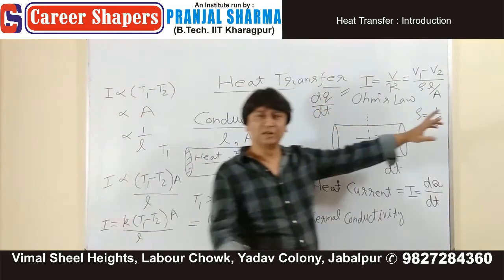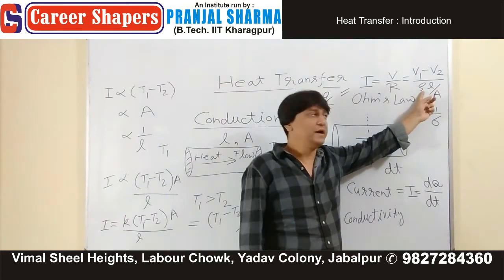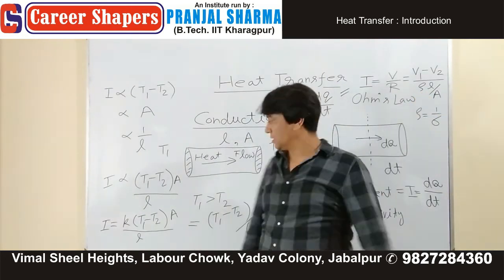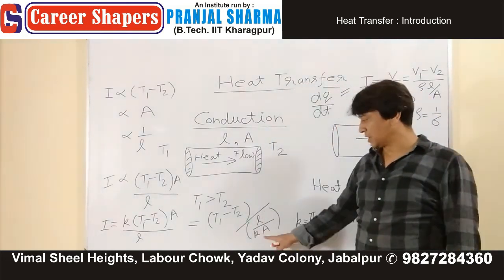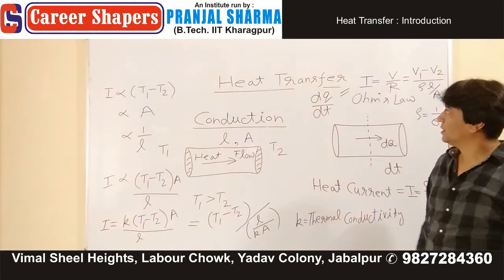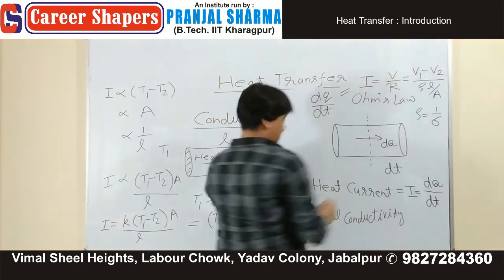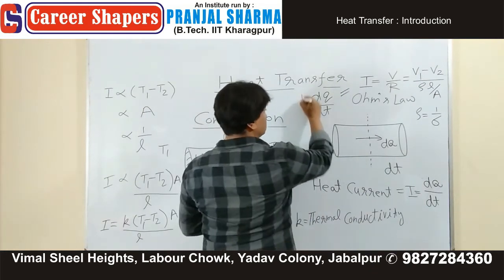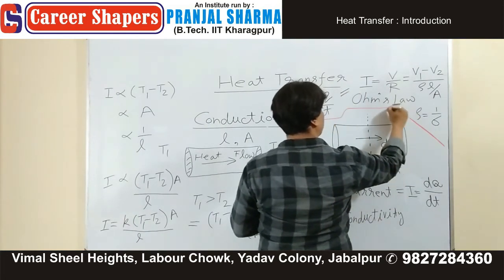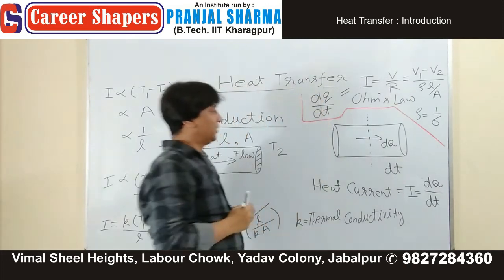The only change we have introduced over here is what? In current and all, we normally use resistivity. But over here, we prefer K, which is called what? Thermal conductivity. As a side note, do note down everything, this Ohm's law thing. And then we'll write few things.